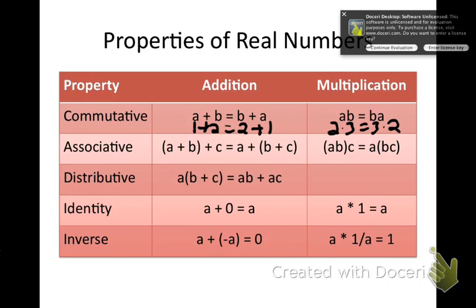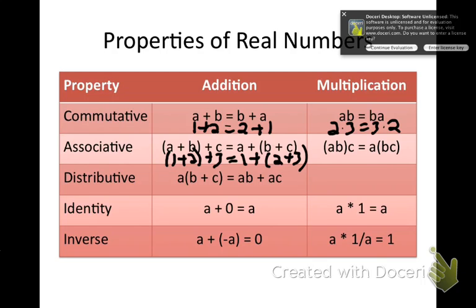Associative property. Now, the difference between commutative and associative is that commutative is just talking about two specific elements. Associative now is more than two. So now I can rearrange 3 or more individual parts, and I'm still going to get the same answer. So, for example, (A plus B) plus C equals A plus (B plus C). Numerically, (1 plus 2) plus 3 is the same thing as 1 plus (2 plus 3). Okay, it doesn't matter.